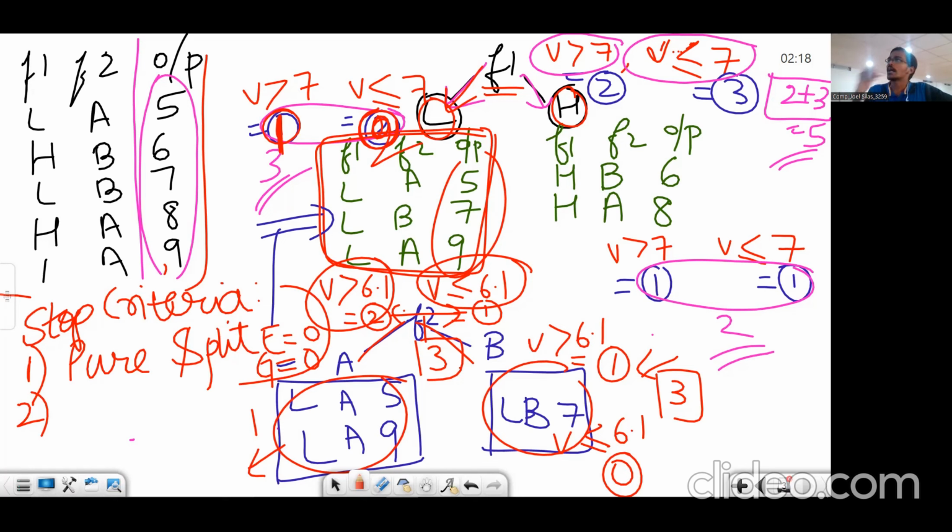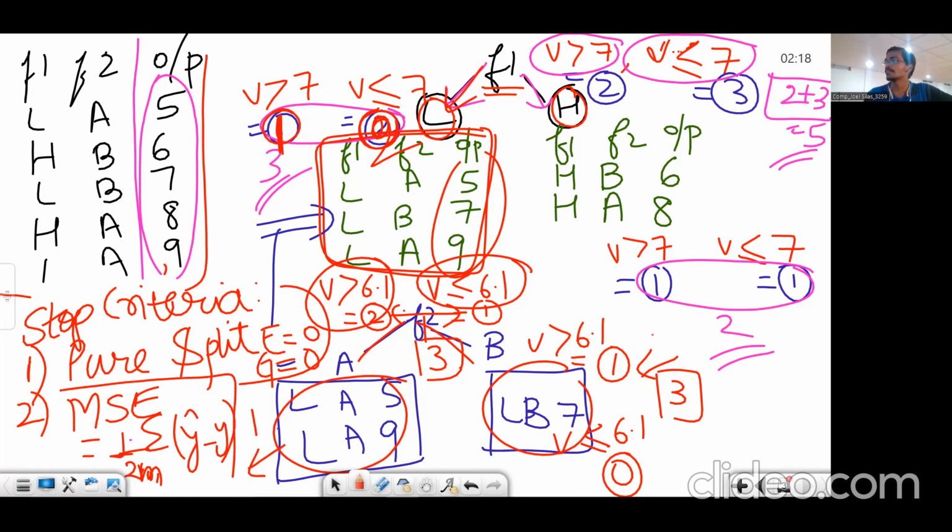Another stopping criterion is MSE, that is mean squared error, which is calculated by the formula 1/2M, where M is the number of training examples, times the summation of differences between predicted and actual value. This is what we did in linear regression also. This is the formula to calculate mean squared error, with a square of these differences. Mean absolute error will be what? In which instead of taking the square of the difference, you take the absolute value of the difference. That means instead of square, you'll simply take the absolute value and you won't square it.